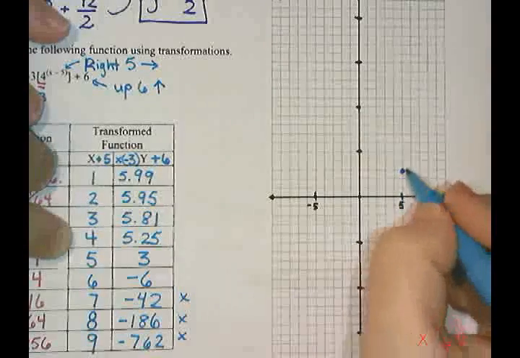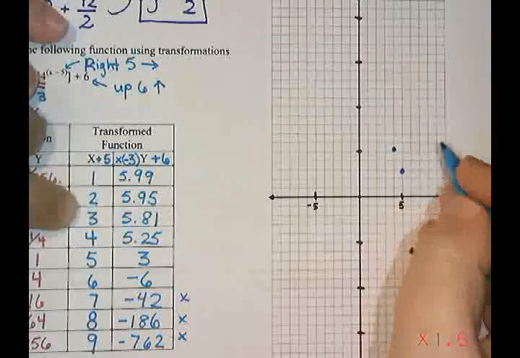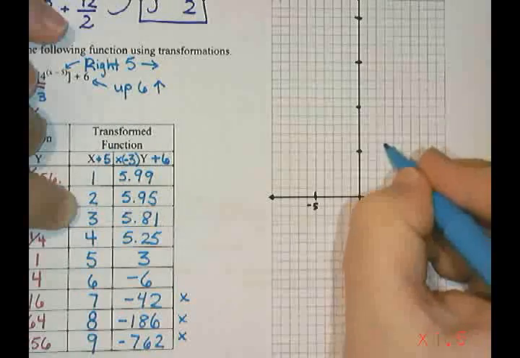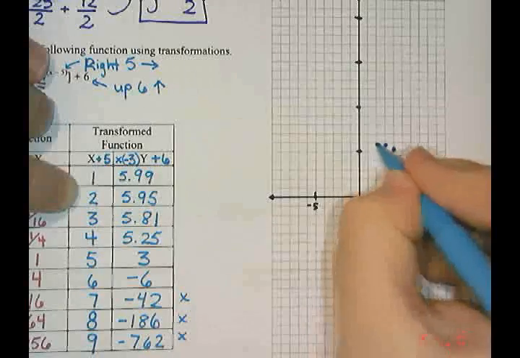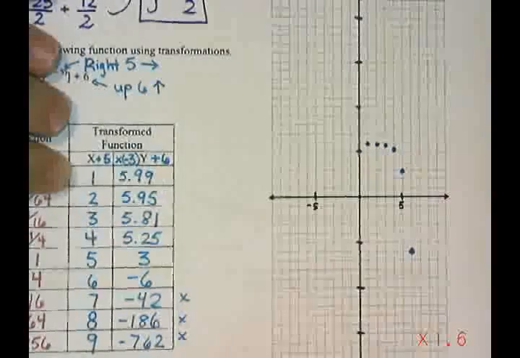4 and 5.25, so it should be a little bit above that 5 mark. 3 and 5.81, that's going to be closer to the 6. And then 5.95 is going to be even closer to 6. And 5.99 is going to be really close to 6.